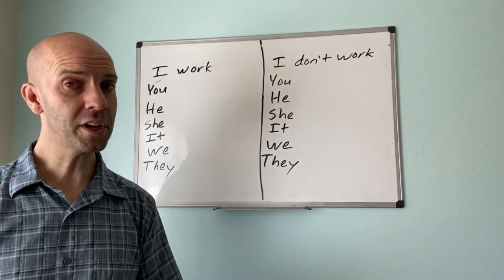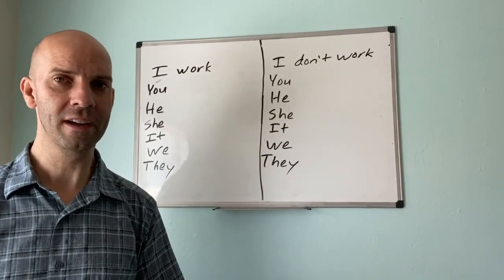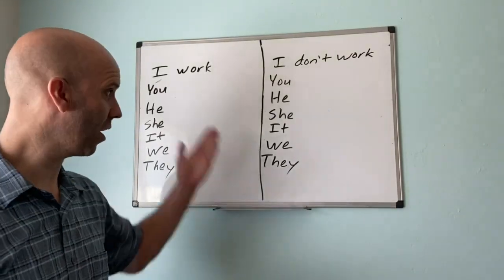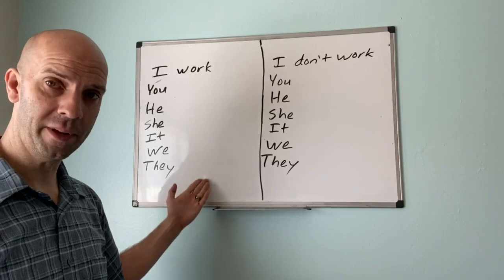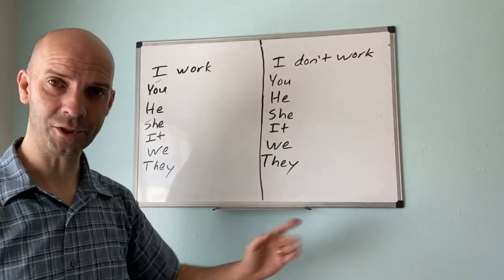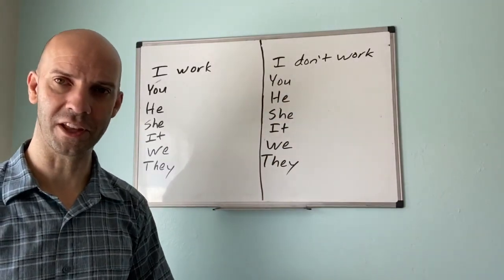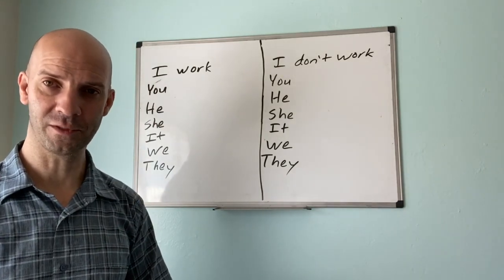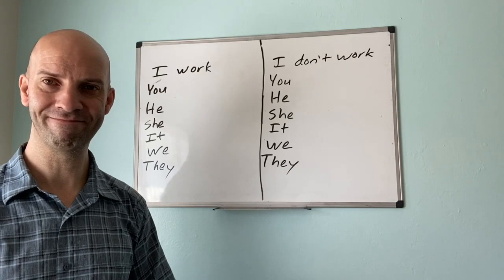Now, let's do the conjugation for the verb work. But this time you're going to pause the video and write the conjugation in the affirmative and in the negative. Try to do it yourself before you look at the answers on the video. Ready? Pause the video and fill in the conjugations for the positive and the negative.